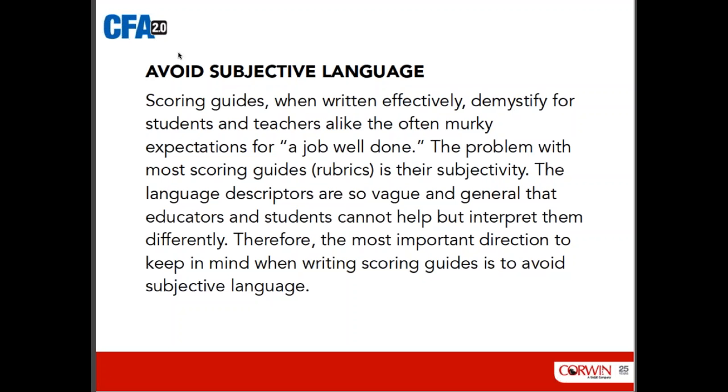One of the big takeaways I'd like everybody to have from this webinar is to avoid as much as possible subjective language, sort of those murky expectations and the subjective adjectives that we put into our scoring guides, descriptors that are vague or general, that not only can students not interpret them effectively, teachers across classrooms teaching the same subject matter wouldn't be able to differentiate them when we have general and vague terms. I'm going to highlight some of those in a moment. So above all else, this is the most important takeaway, to avoid as much of the subjective language as possible.